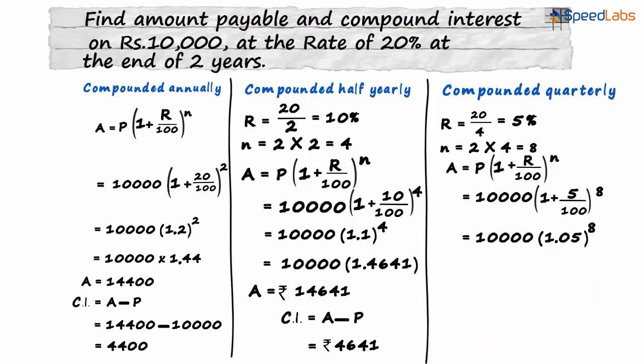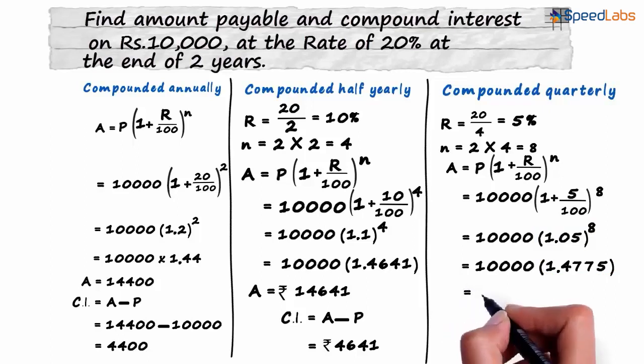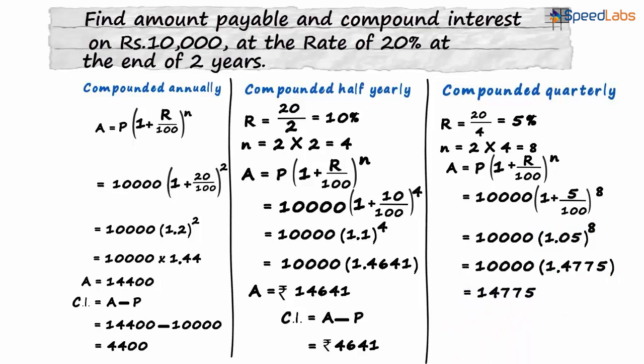As I said before, do not worry about these calculations. You will be given these values in the question. This value equals 1.4775. Finally, we get our amount as 14,775. The compound interest will be the amount minus the principal. So this minus this equals 4,775. The compound interest is even higher in this case. That proves that increasing the frequency of compounding will result in a higher compound interest.